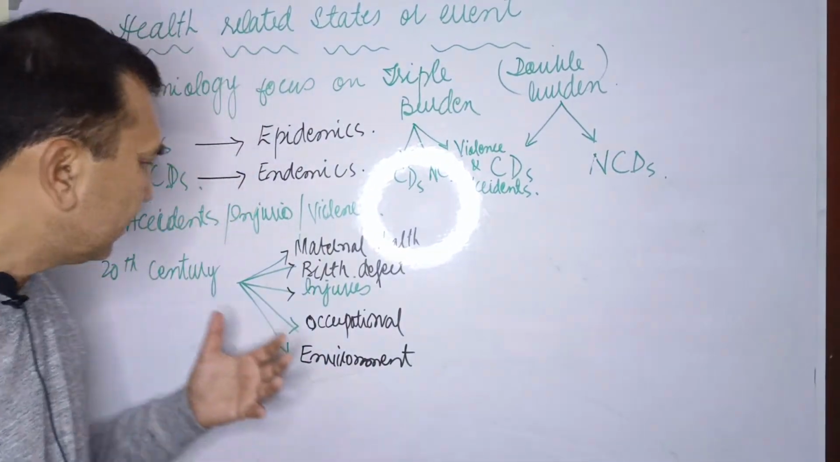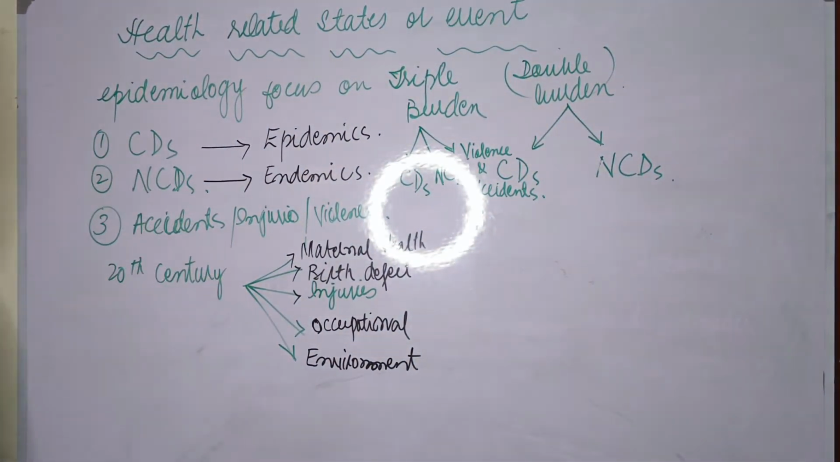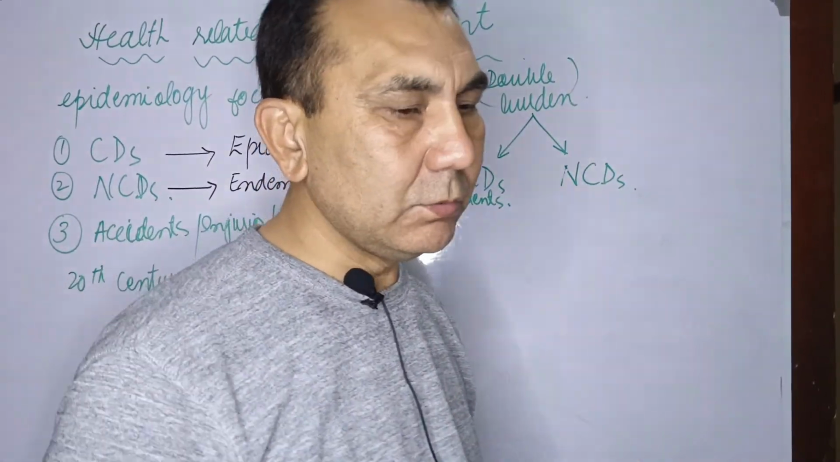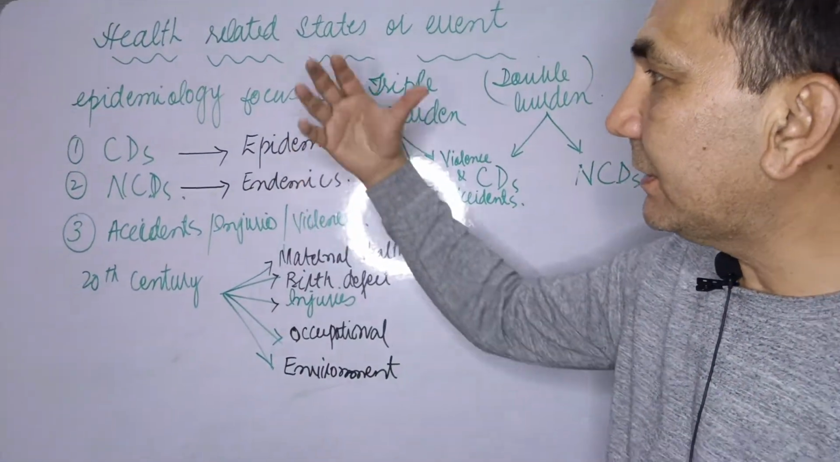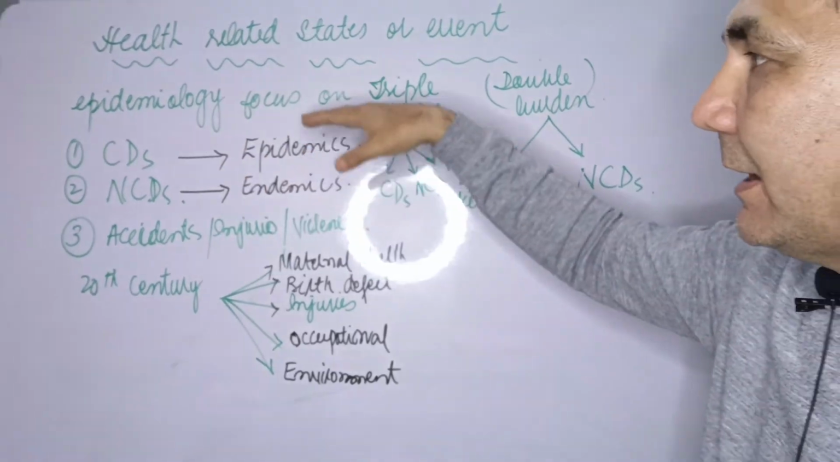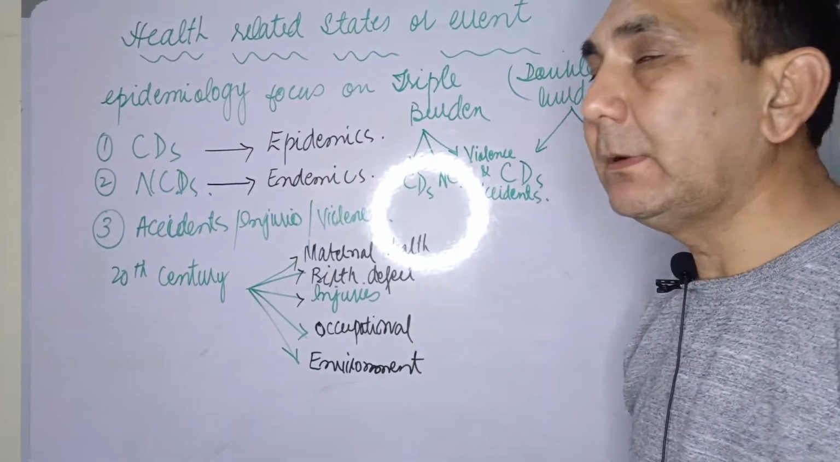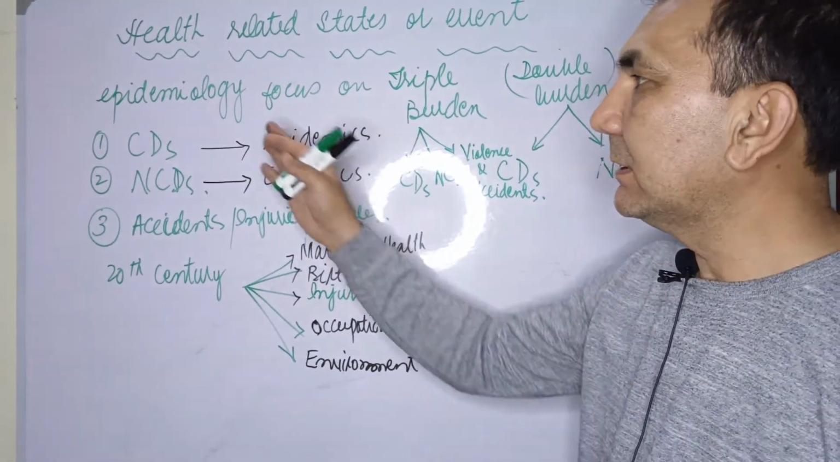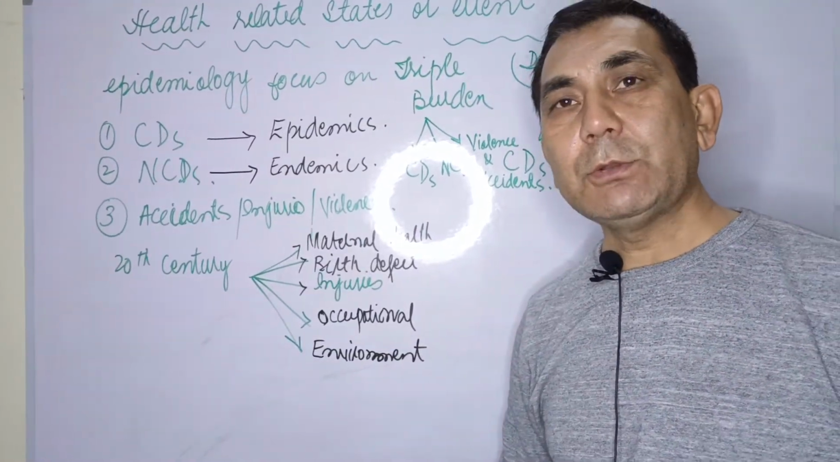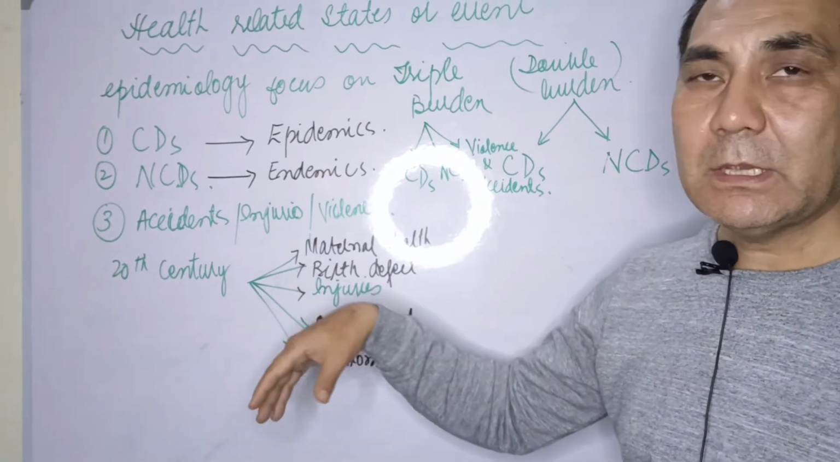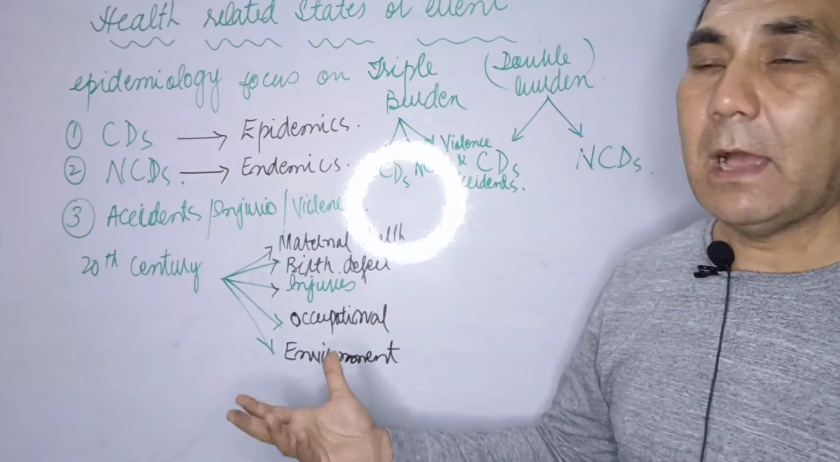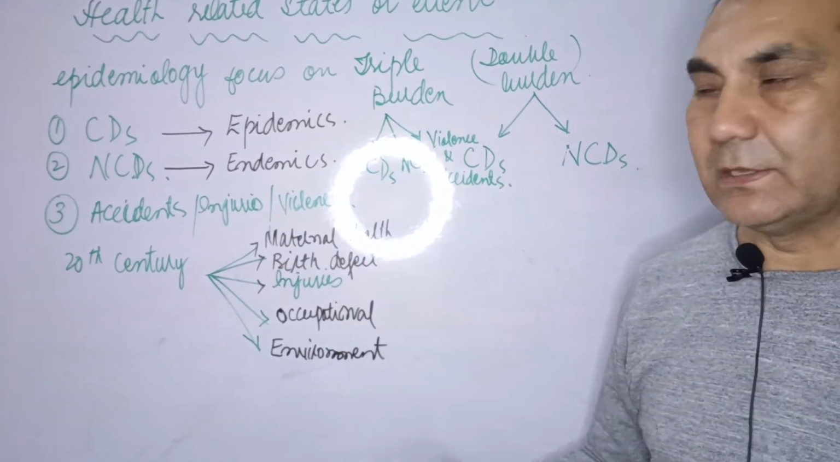Okay, so this is endemic and epidemic. As I told you earlier, endemic mostly happens in non-communicable diseases, and epidemic mostly happens in communicable diseases. Both endemic and epidemic can happen in accidents, injuries, and violence.